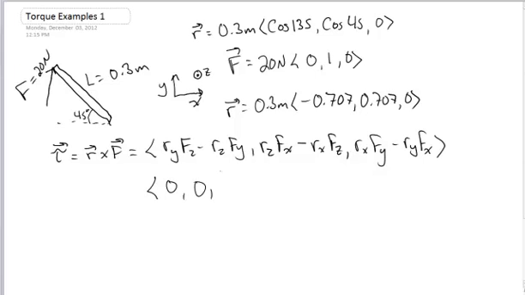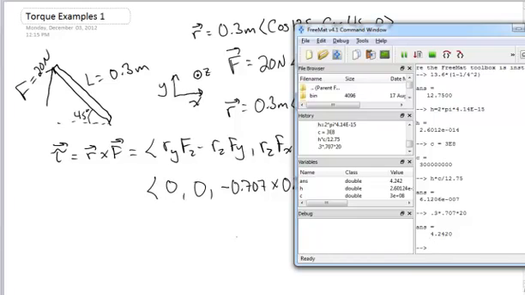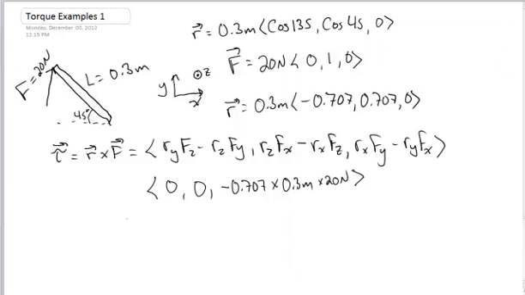Now, if we take a look at this right here, r sub x is negative 0.707 times 0.3 meters times the y component of force, which is just 20 newtons. And then looking at this term right here, r sub y would give me 0.707, but f sub x is 0. So we're just left with this right here. And calculating that, we find 4.2 is what this term gives us. So the torque is equal to 0, 0, negative 4.2 newton meters.